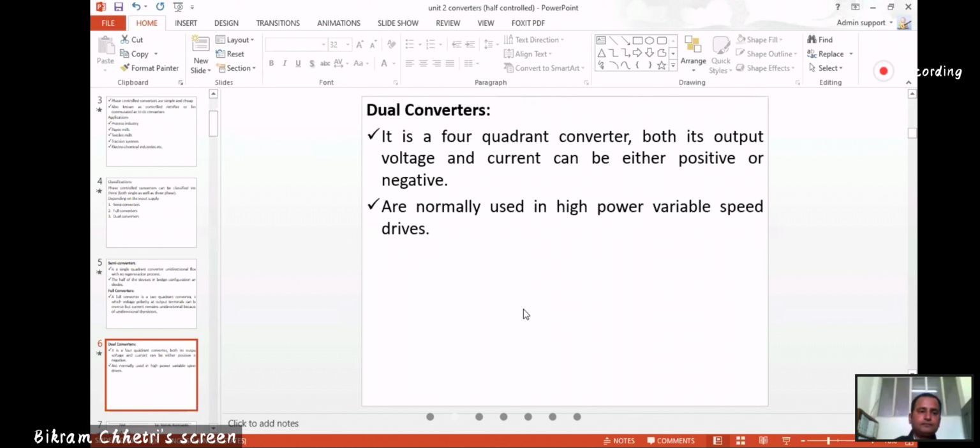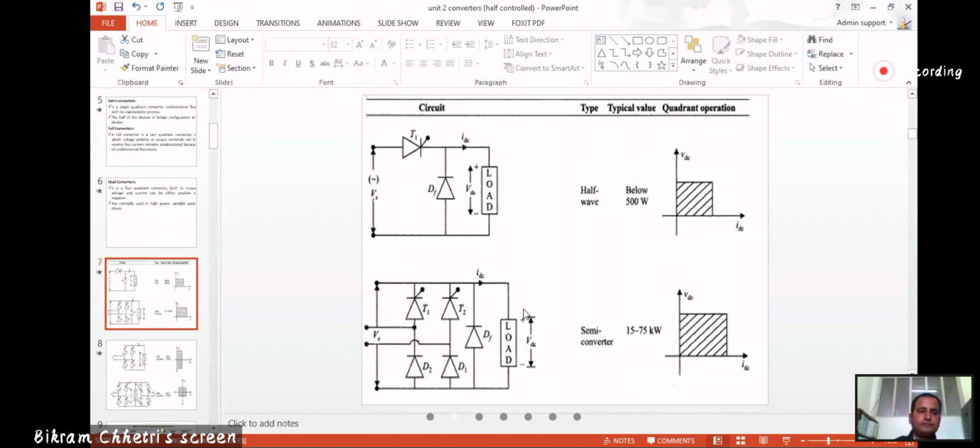Now these are the typical converters, like whatever we have discussed: half, semi-converters, full converters, or dual converters. This is a half wave controlled converter. It can be used as a one-quadrant converter where you use a thyristor and a diode. This is the freewheeling diode.